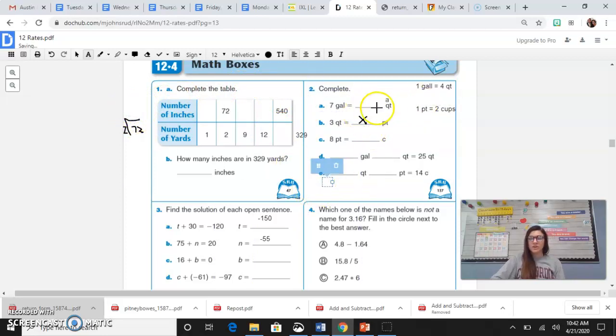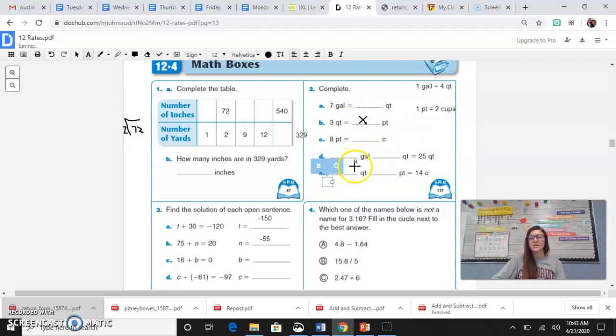For number 2, I have an answer key over here to help you. We're not doing B, but we are going to do A, C, D, and E. 7 gallons is how many quarts? Up here, I tell you how much 1 gallon is, so you should be able to figure out what 7 is. Same down here. 8 pints is how many cups? Well, 1 pint is 2 cups, so 8 would be how many?